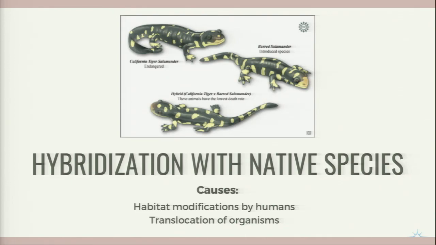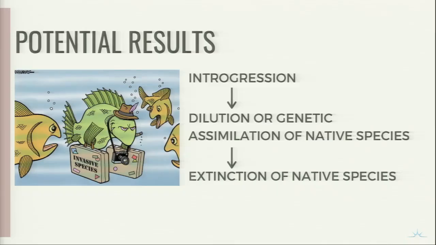However, oftentimes this is unintentional by humans, as species can latch onto ships or shipping crates and translocate that way. But they can also be brought in intentionally by humans as exotic pets or as an introduced form of pest control. So once this hybridization between invasive and native species occurs, several different things can happen.